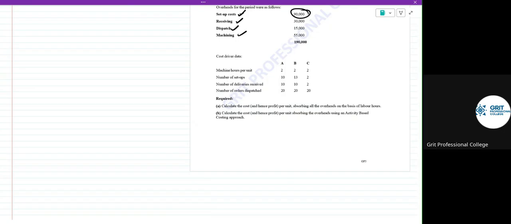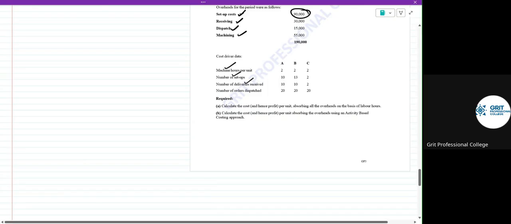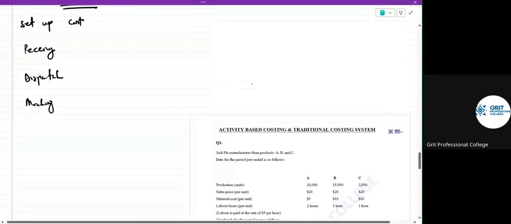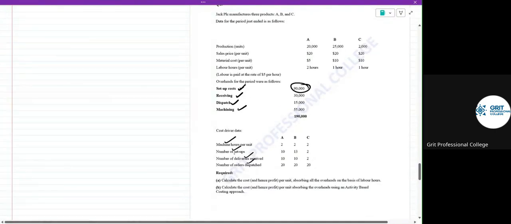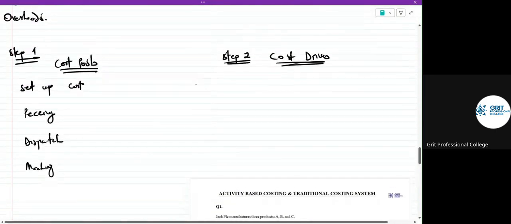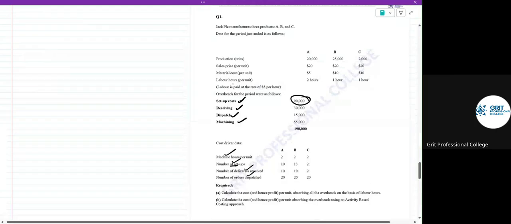Now, we have machine hours per unit. We have number of setups, number of deliveries, number of orders dispatched. So we are able to match it, right? So for setup, we can say the number of setups. For receiving, we can say the number of deliveries received.